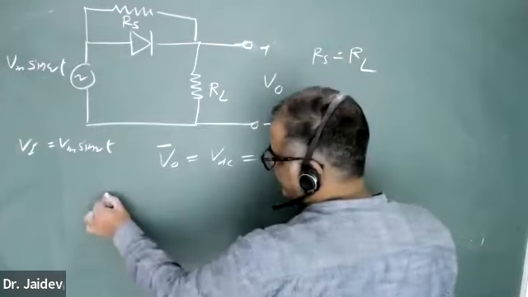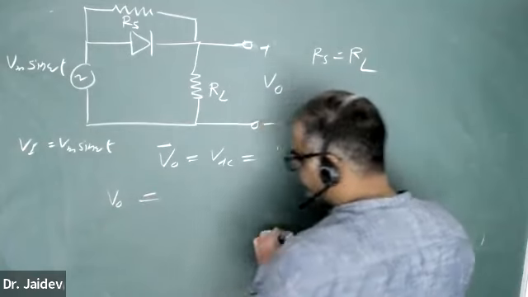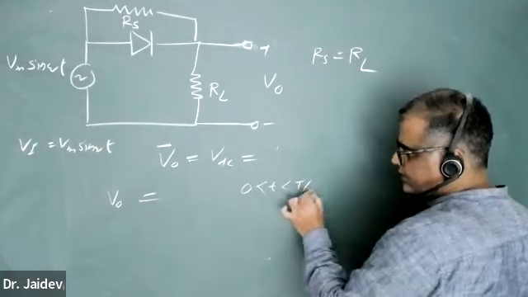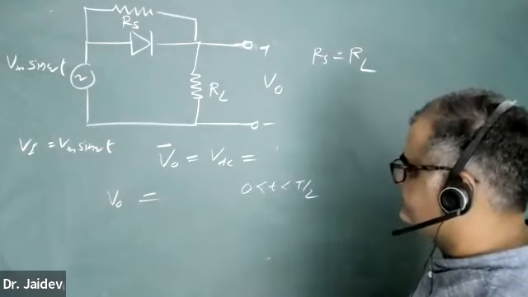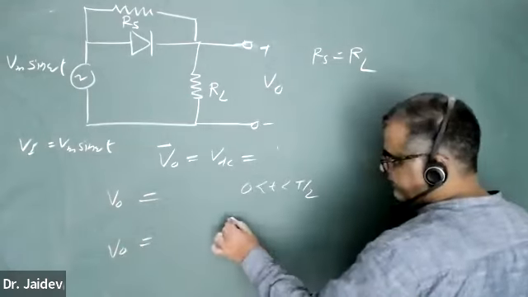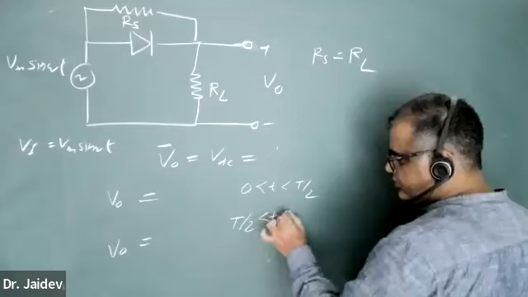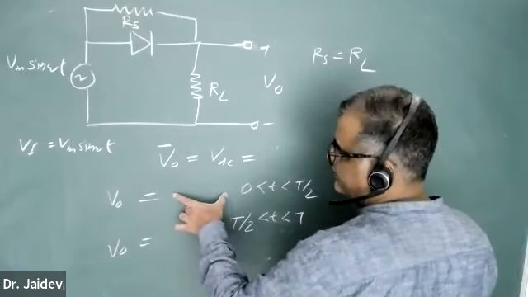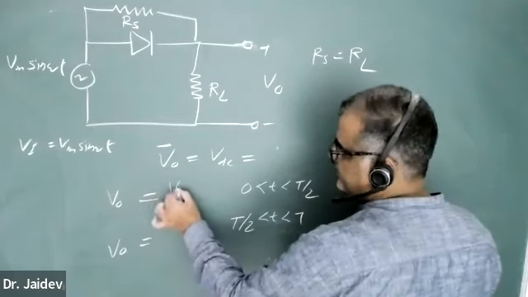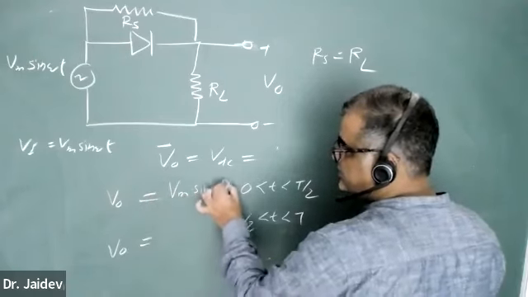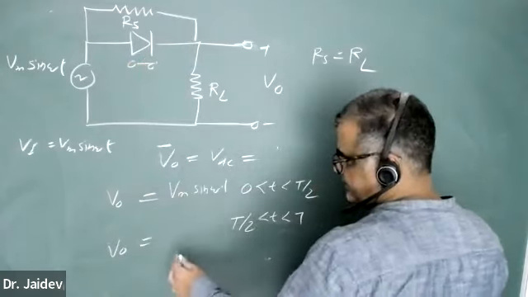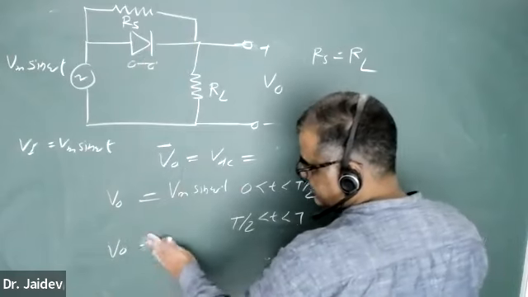So what is my V output for time period 0 to T by 2? And what is my V output for time period T by 2 to T? In the first one, what is it? Sir, Vm sin omega t. Very good, Vm sin omega t will come in the first half, because this becomes a short circuit for forward bias. And in the second, what will come? Vm sin omega t upon 2 RL.